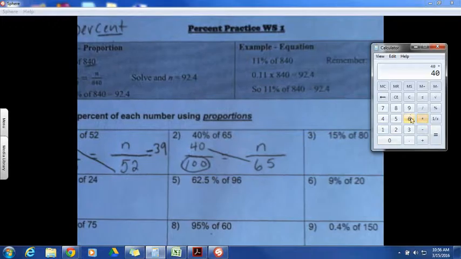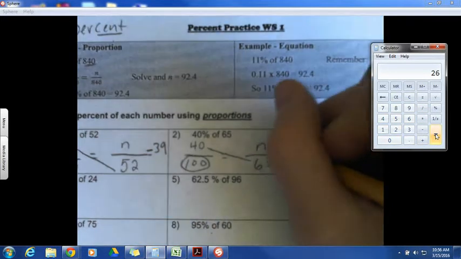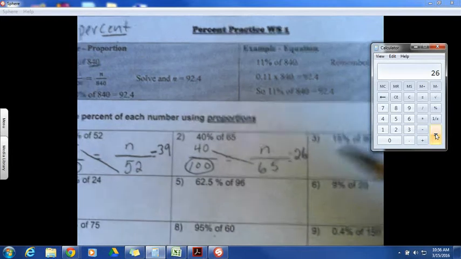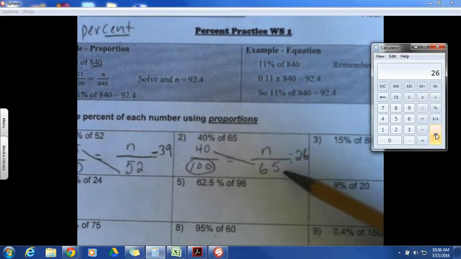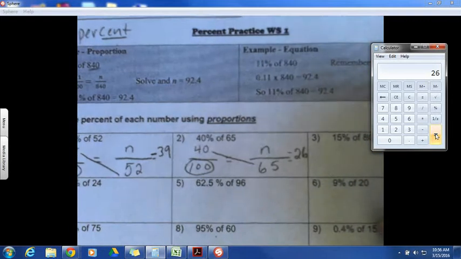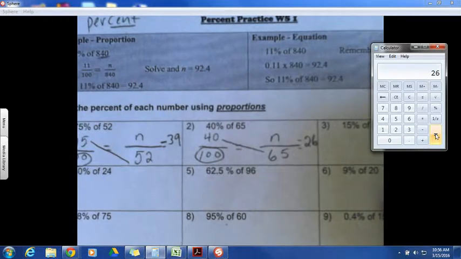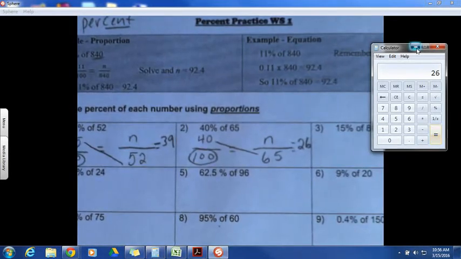So 40 times 65, take that number divided by 100. Oh, that's not right. Try again. 40 times 65 divided by 100. We get 26. So in other words, this is saying 26 is 40% of 65, which makes sense. Okay? So that's how we solve those problems using proportions.